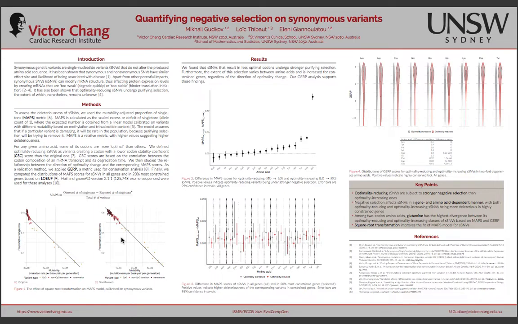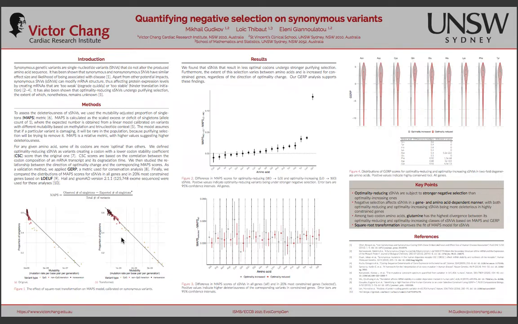We defined optimality-reducing synonymous variants as mutations creating a codon with a lower codon stability coefficient score than the original one. This score is calculated as the Pearson correlation coefficient between each codon's frequency in an mRNA transcript and its half-life in human embryonic kidney cells. According to this definition of optimality, transcripts enriched with non-optimal codons with a negative codon stability coefficient tend to have higher degradation rates.